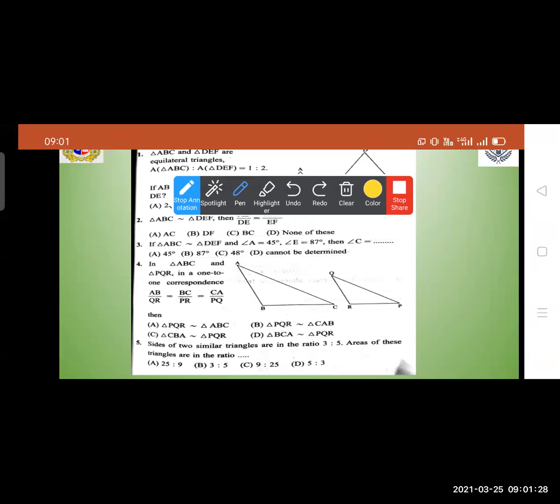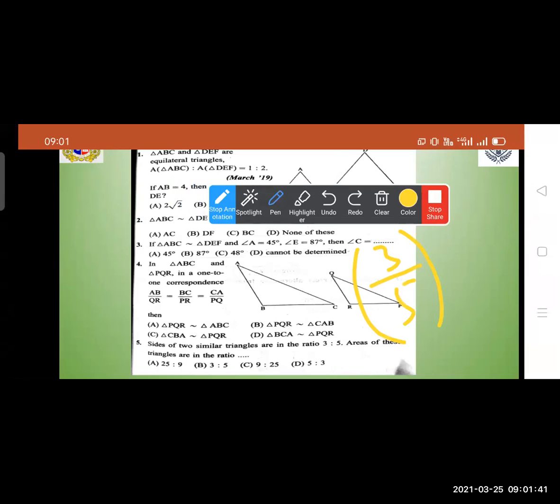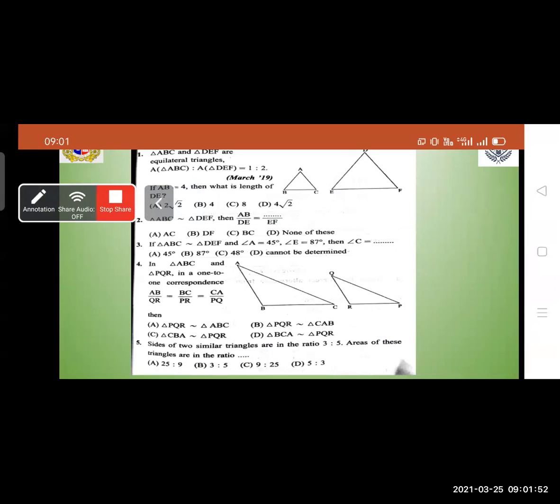The sides of two similar triangles are given. This one is very simple. The sides are given and you have to find the ratio of areas. We know by the theorem on areas of two similar triangles that it is equal to the ratio of the squares of the sides. So find the square of 3 by 5, that is equal to 9 by 25. The correct answer is C. Such types of questions can be asked from this chapter, similarity.